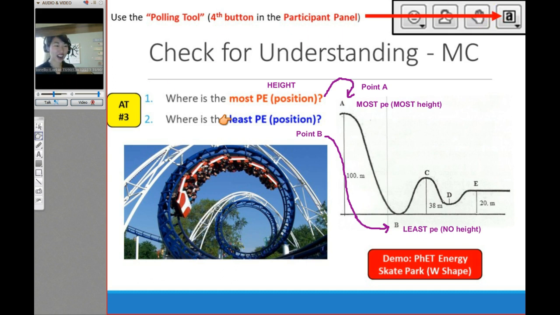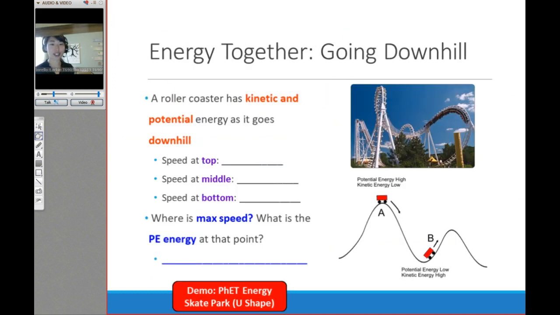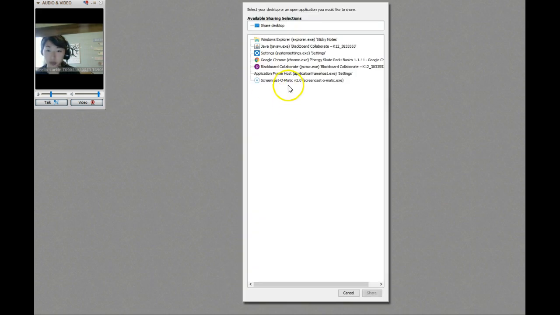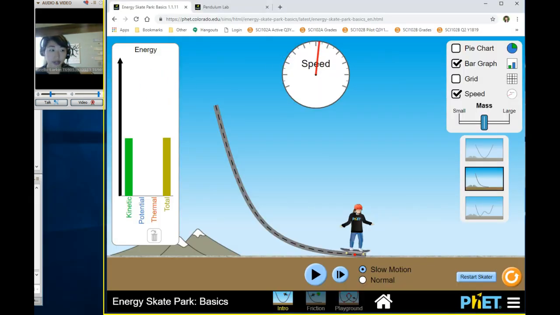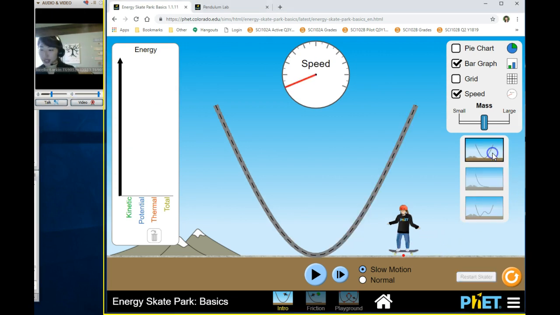Looking good, everyone. All right, let's go ahead and keep on moving. So here we go. A roller coaster, again, we talked about this, has both kinetic and potential energy as it's going downhill. So specifically, I just want to review really quickly what is happening to our speed. So I'm going to go ahead and show you a different simulation here.